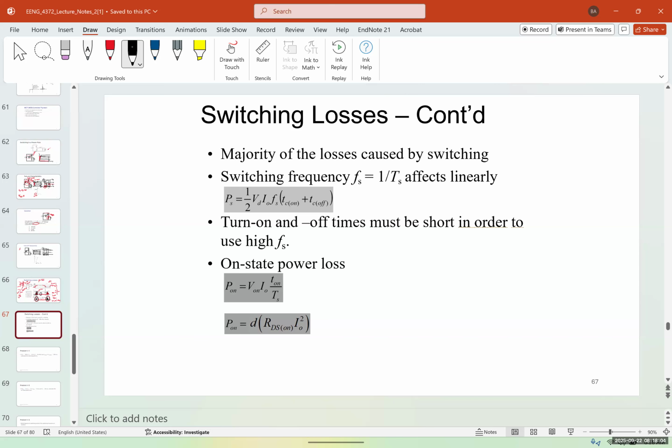The turn on and off times must be short in order to use a high frequency Fs. And in the on state, the power loss P on would be V on, I on, T on over Ts, and P on would also be Rds on times I out squared. I want you to write down these equations.